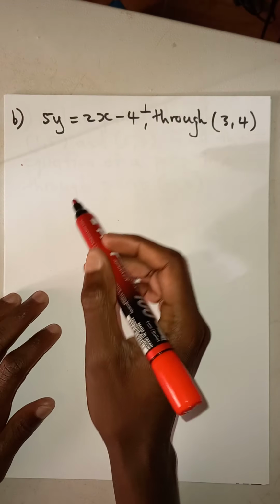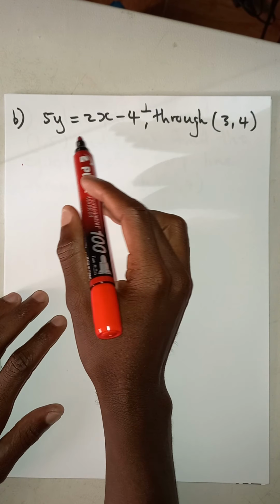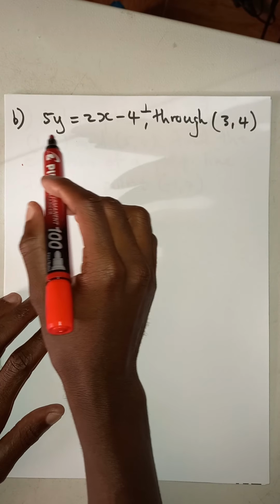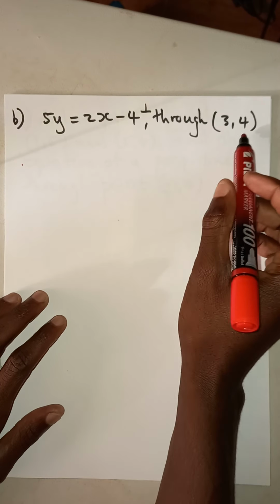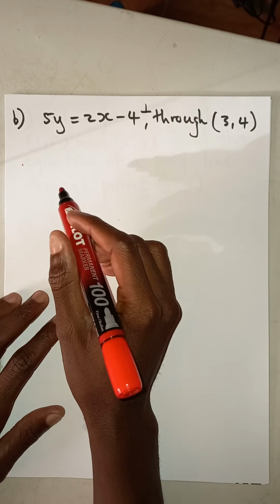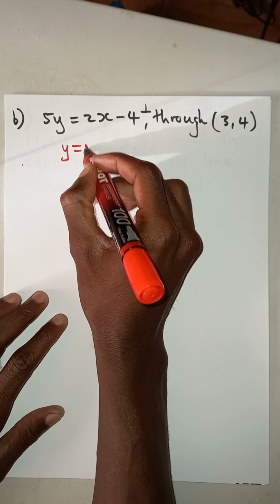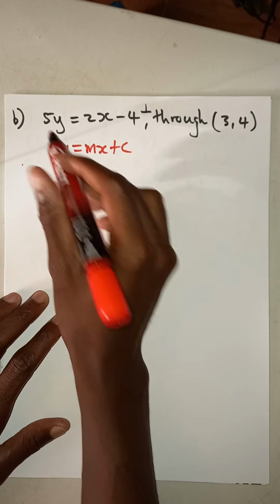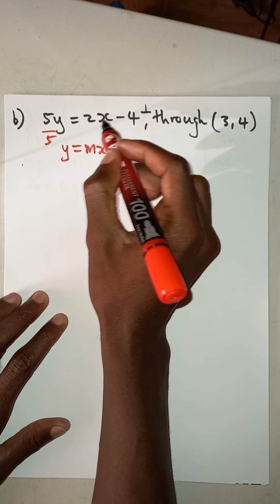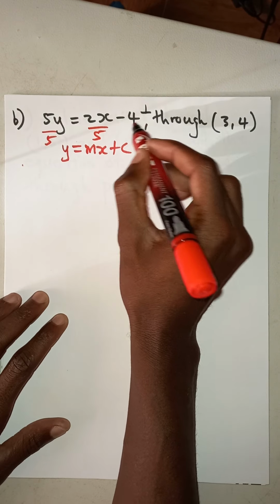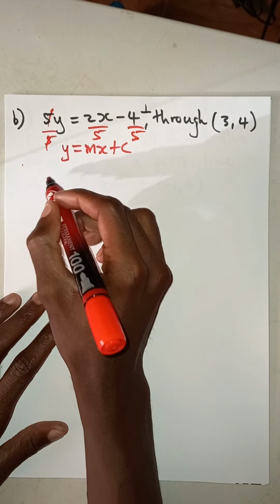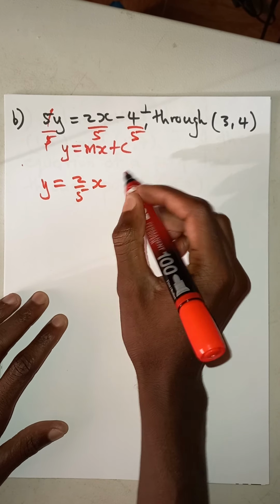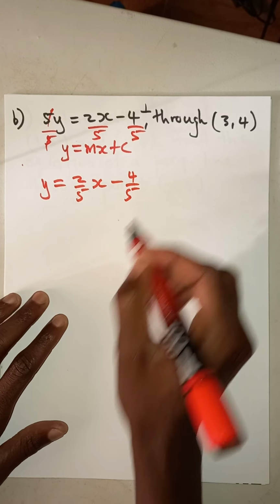Okay, next question. The equation is 5y equals 2x minus 4. So find the perpendicular line to this line which will pass through the given point. Remember, we need to write it in the format of y equals mx plus c. This is how we want it to look like. So it's simple. What we do is we divide by 5 to remove the 5. Divide by 5, divide by 5. Then we are going to have y equals 2 over 5 x minus 4 over 5.